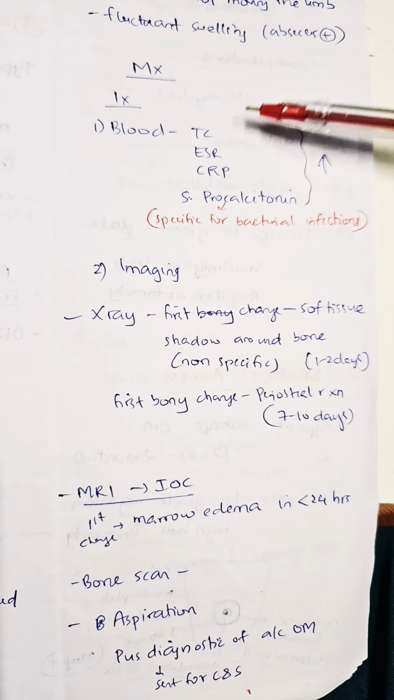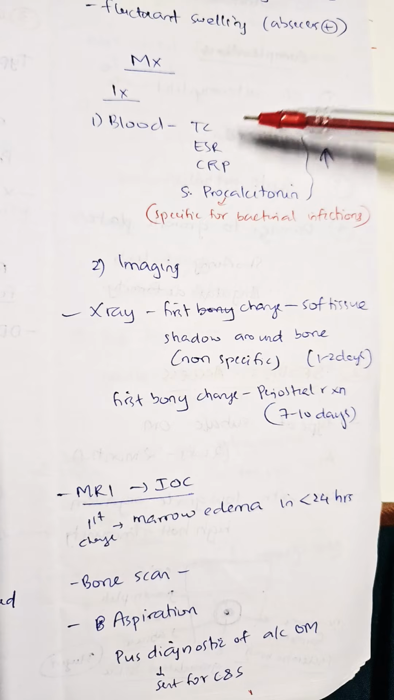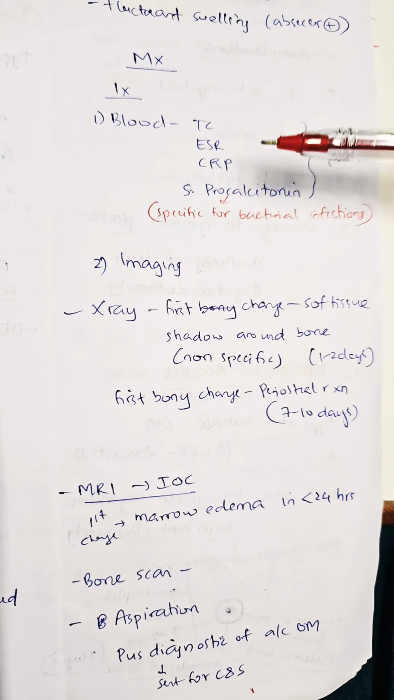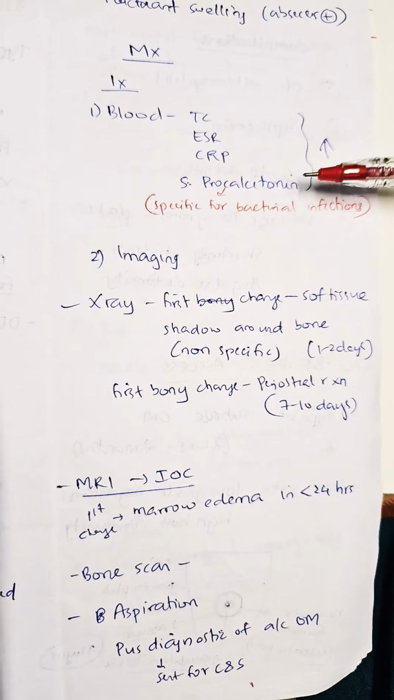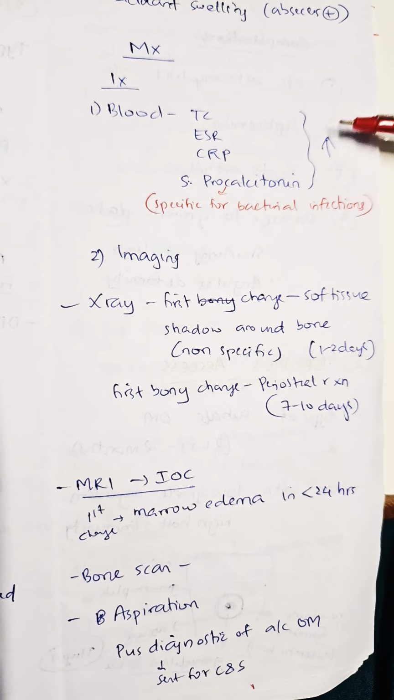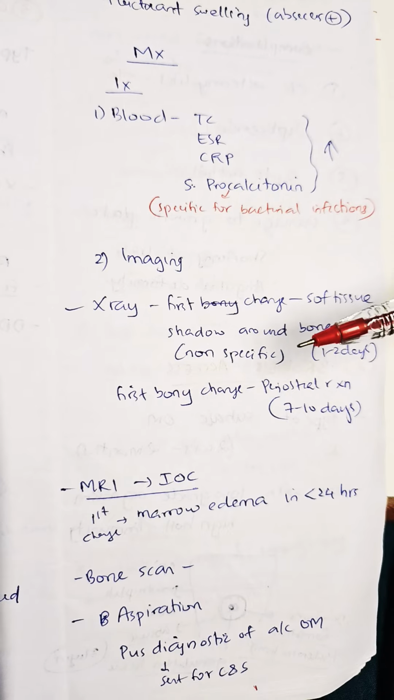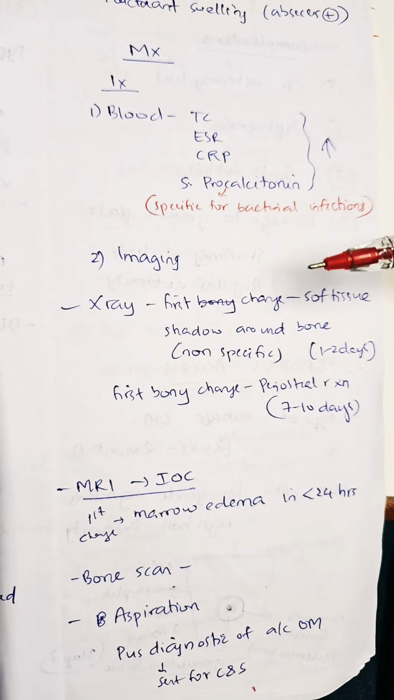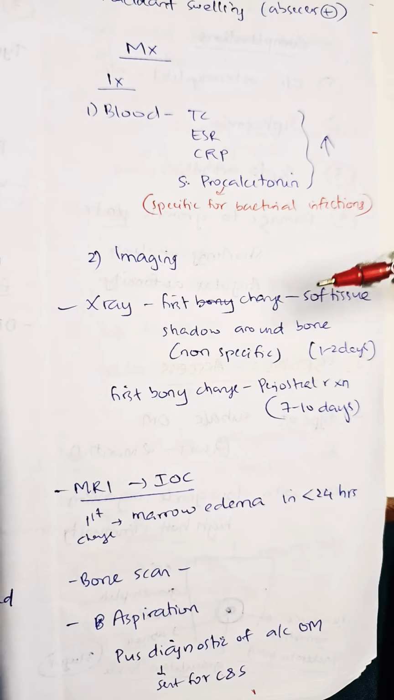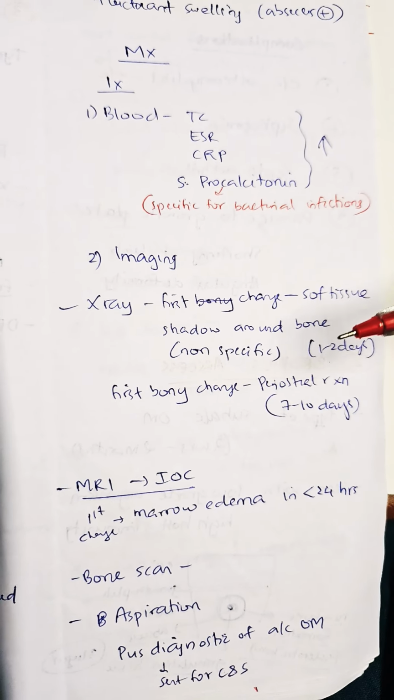Coming to the management, investigations are blood investigations that show raised total count, differential count, ESR and CRP. One specific marker for bacterial infection is serum procalcitonin and that also will be elevated. Coming to the imaging, first X-ray. The first change in X-ray is a soft tissue shadow which is seen around the bone, which is very non-specific and that occurs after about 1 to 2 days, but it is very non-specific.